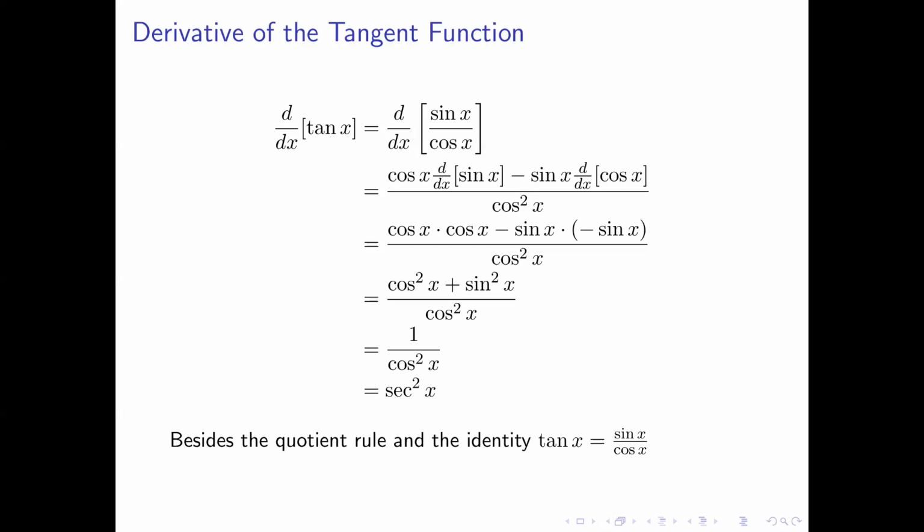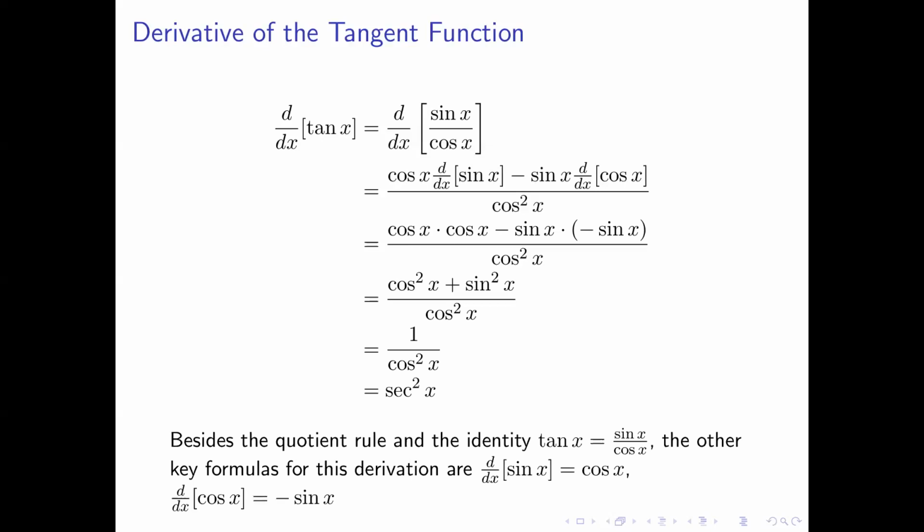So here we used the quotient rule. We used this identity, the tangent of x equals the sine of x over the cosine of x. And then the other key formulas we used are those for the derivative of the sine function, the derivative of the cosine function, and this Pythagorean identity, the cosine squared of x plus the sine squared of x equals 1.